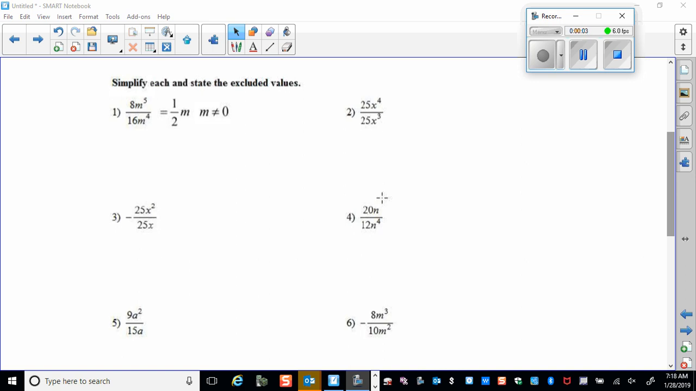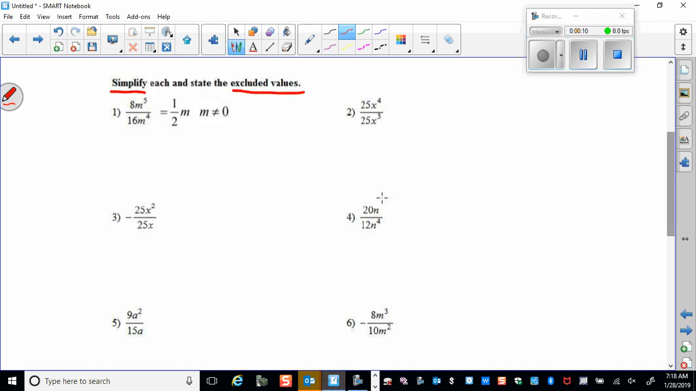Okay, for this first part of this unit, we're going to be simplifying and stating the excluded values, okay? When you have a fraction, you always can simplify it, which means you reduce it, right? So if I have 8/16, that reduces to 1/2, okay? So you just divide out 8, right? Divide the top and bottom by the GCD. All right, so 8 divided by 8 is 1, and 16 divided by 8 is 2. So my new fraction there is 1/2.